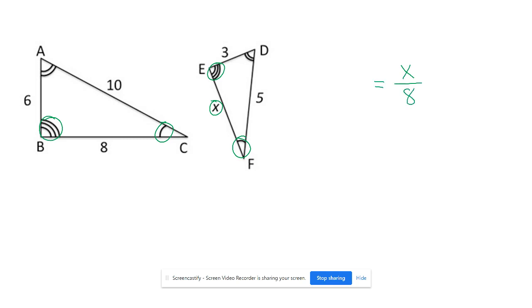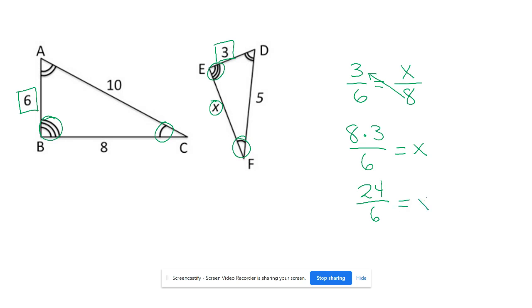And then for our other fraction, we have a choice. We can use either of the other pairs of sides. We can either use the 3 and the 6 or the 5 and the 10. It really doesn't matter. I'm going to go with the smaller numbers just because smaller numbers are easier to work with. So I'm going to do 3 over 6. And now I can cross multiply. I can multiply my 8 by the 3 and then divide it by the 6. So 8 times 3 divided by 6, that's 24 divided by 6. And then x is going to be equal to 4. So that's my final answer.